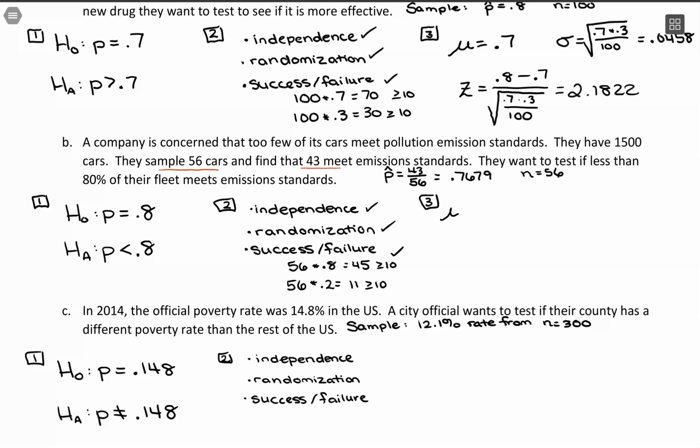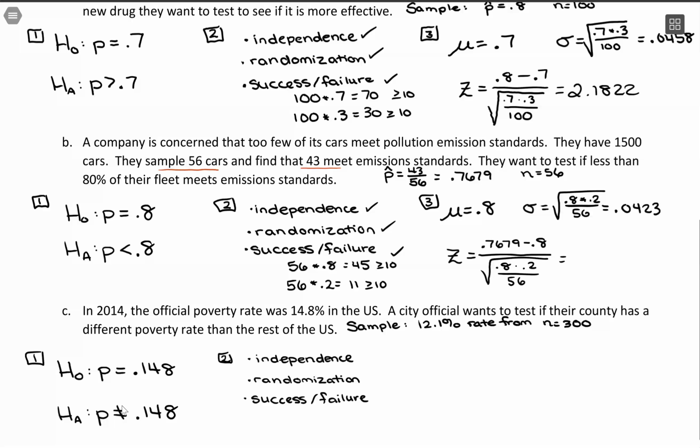All right, mean and standard deviation. Mean would be that proportion of 0.8 from the null hypothesis. Standard deviation, 0.8 times 0.2 over our sample size of 56, which would be a 0.0423. Then if we needed our test statistic, we would be taking our sample proportion, 0.7679, minus the mean over that standard deviation of the square root 0.8 times 0.2 over sample size of 56.